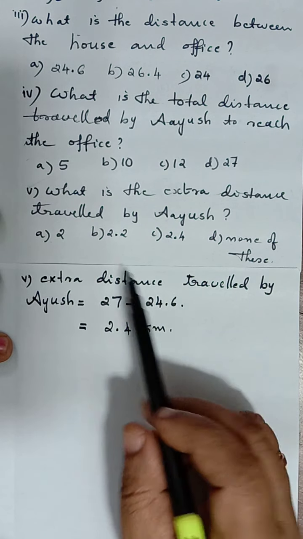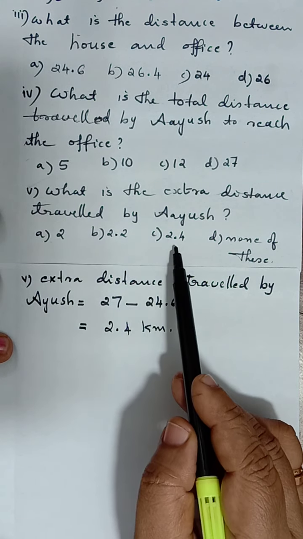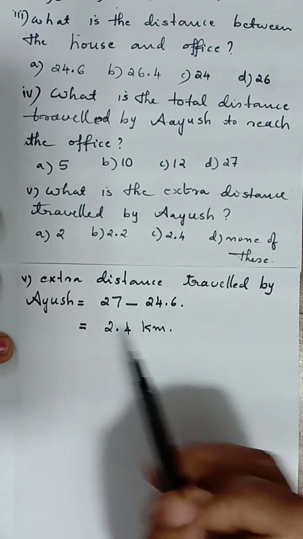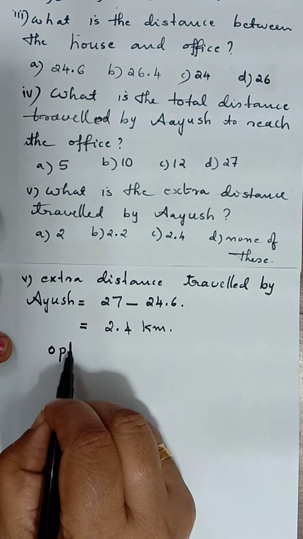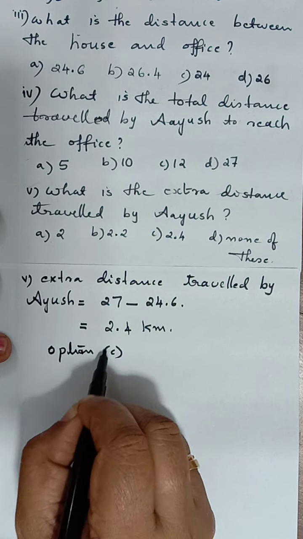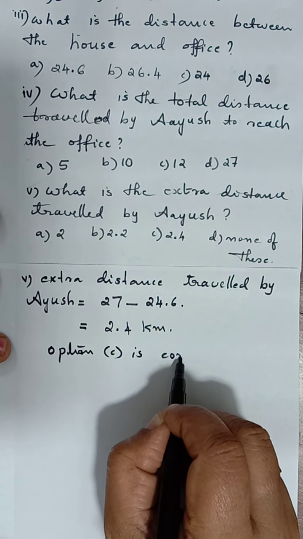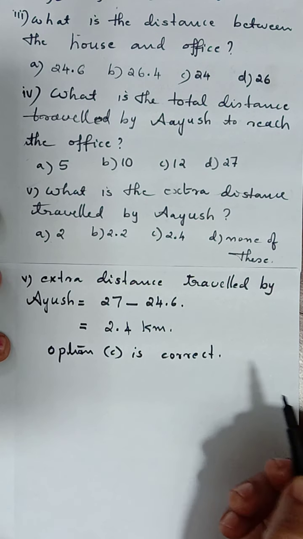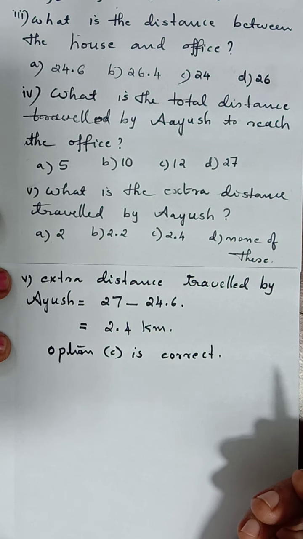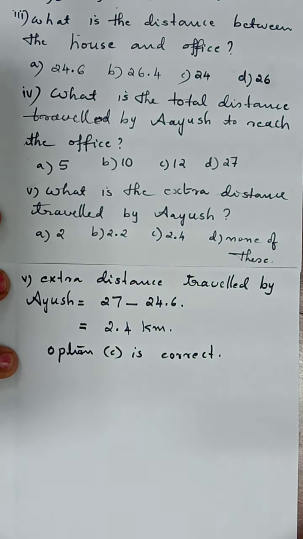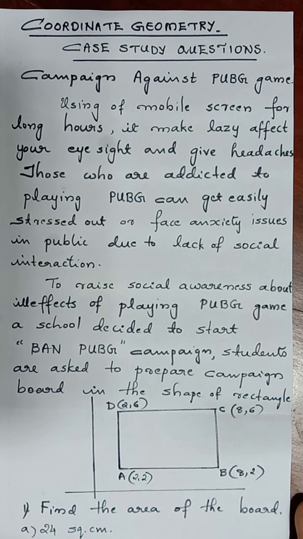Let us see the options. 2, 2.2, 2.4, none of these. So option C is correct. I hope you understood the first question. Now we move on to one more question of coordinate geometry itself as a case study. Okay, let us see the second question.